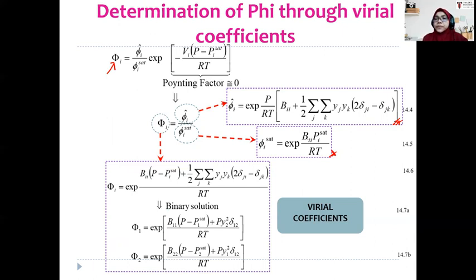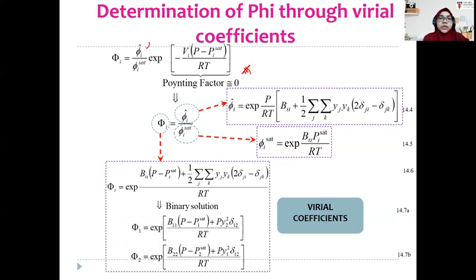These properties, the constant B and also the delta here, are expressed by this. How can we obtain the fugacity coefficient, denoted by phi here? The phi, or the fugacity coefficient, equals the ratio of the fugacity coefficient of the species. How can we obtain the fugacity coefficient from this expression?